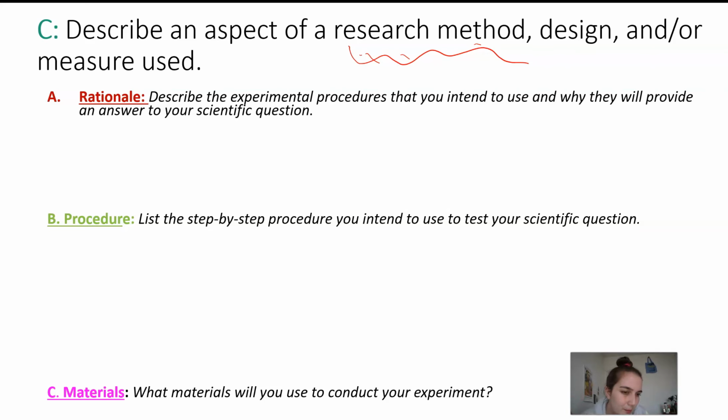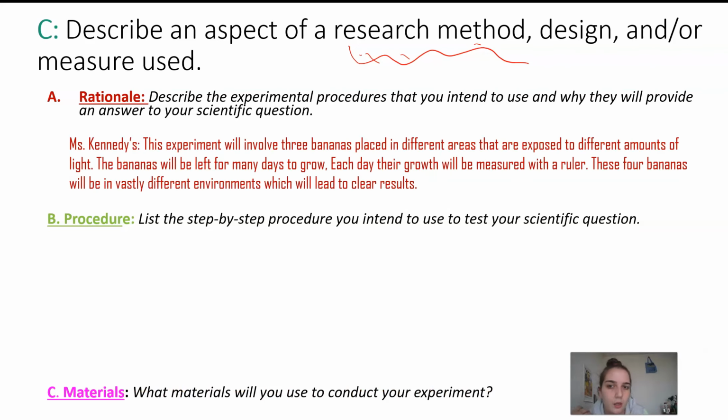So this is most likely not going to be on the test, but it would look something like, this experiment will involve 3 bananas placed in different areas that are exposed to different amounts of light. The bananas will be left for many days to grow. Each day their growth will be measured with a ruler. The 3 bananas will be in vastly different environments, which will lead to clear results. Okay, so kind of like an introduction paragraph to your experiment. So that might be what they ask you to do on the test. I highly doubt it, but this one is more likely.